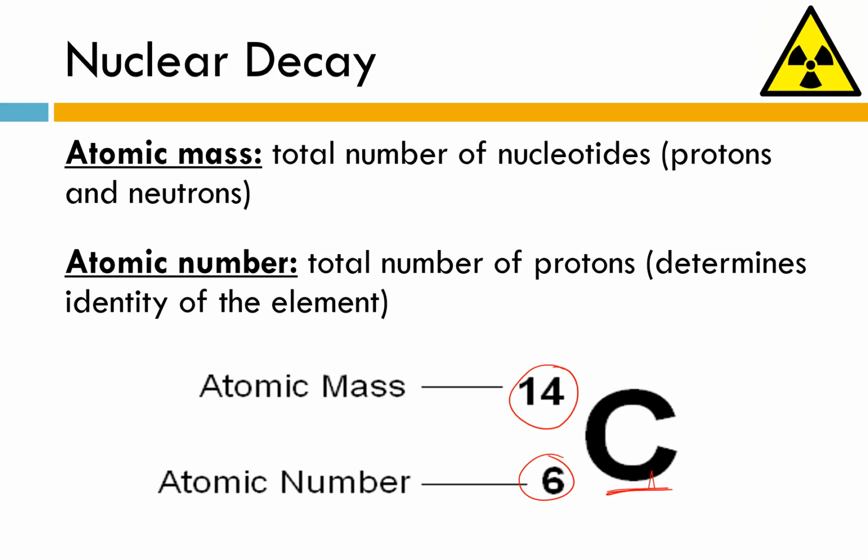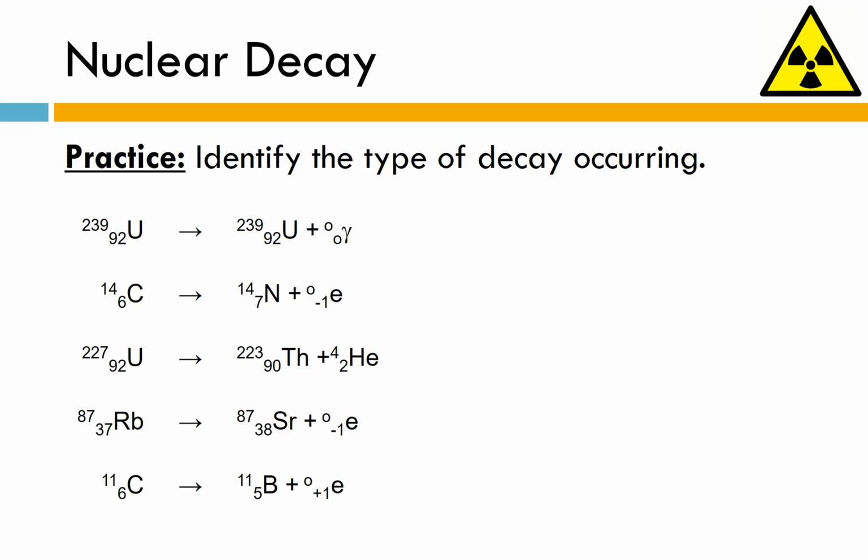Again, atomic mass is our protons plus neutrons. Our atomic number is really just our protons. You can think about that one as charge. We're going to have to make sure that both of those values are balanced as we go and write these equations. Let's start off with something more simple.